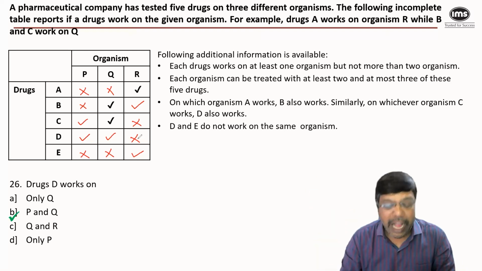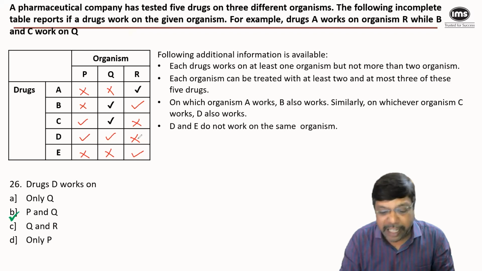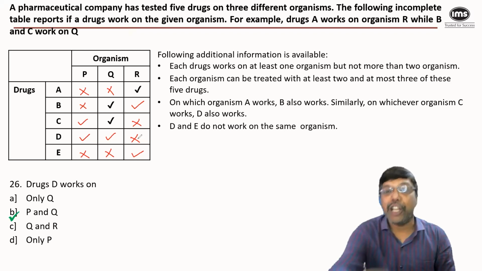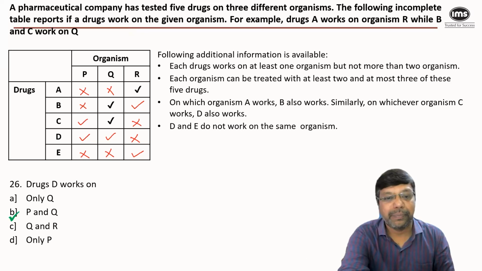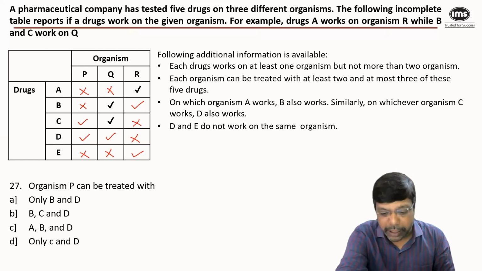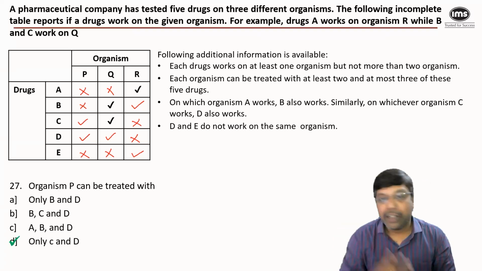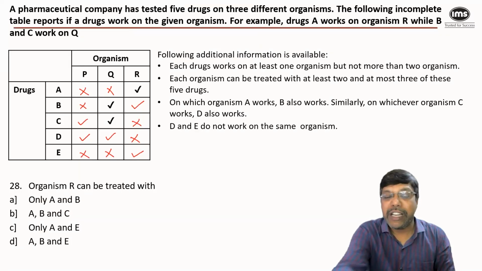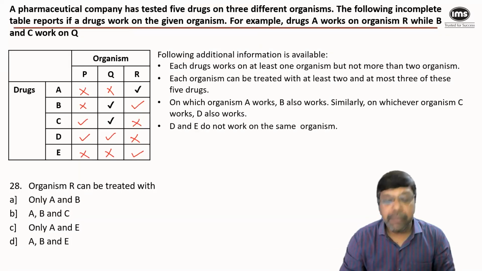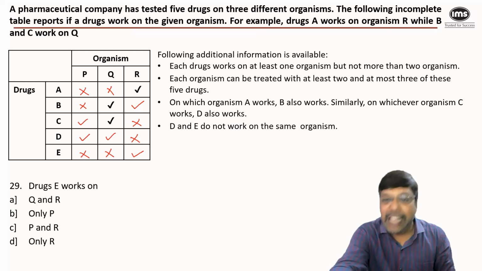Let me show you. So the answer for question number 26, drug D works on, as you can see in the table, it works only on P and Q. Answer option B. Now question number 27, organism P can be treated with only C and D. Answer option D. Question number 28, organism R can be treated with A, B, and E. Again, answer option D. Question number 29, drug E works on only R.